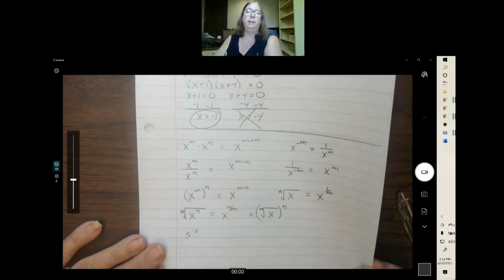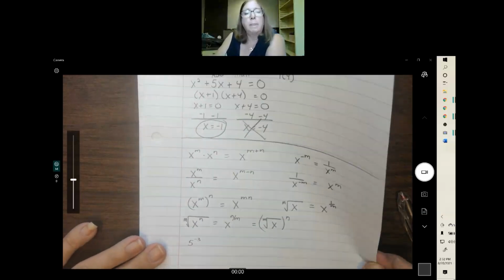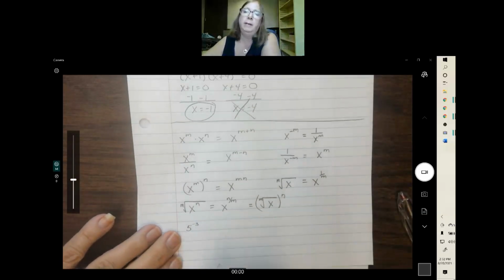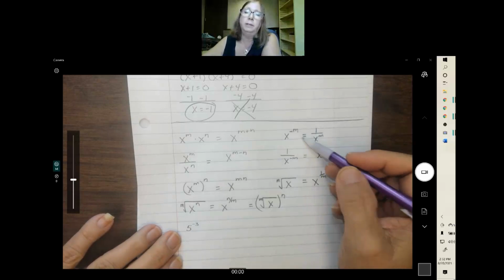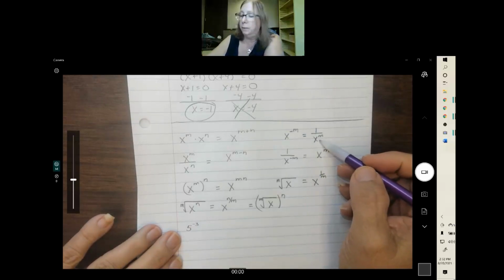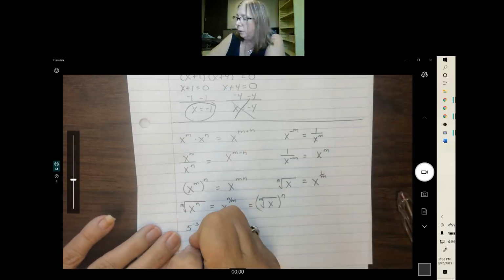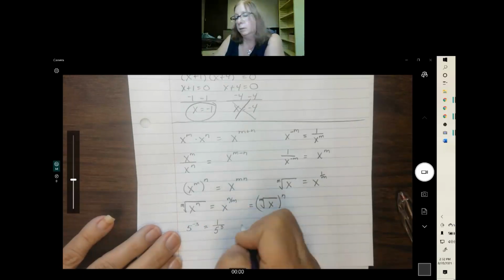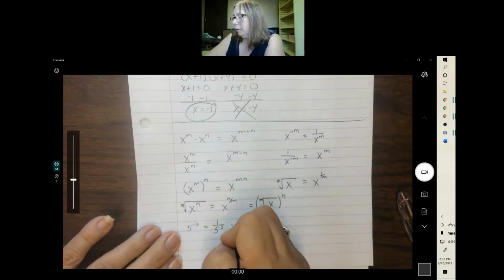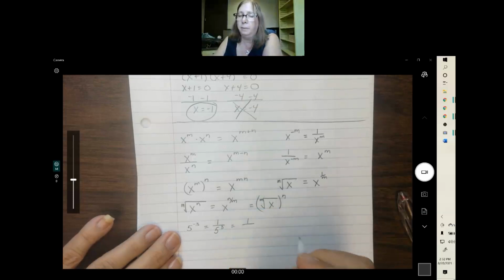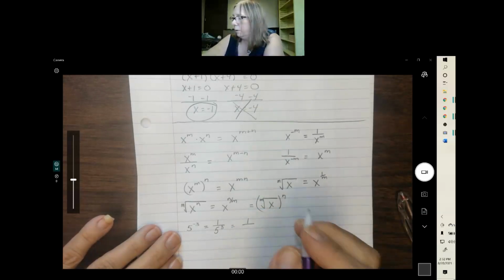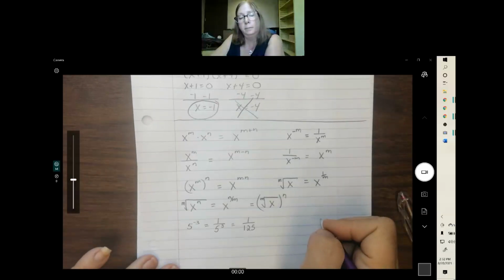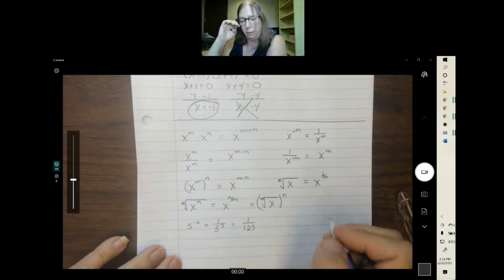Five to the negative 3. The first thing I recommend, make it positive first. We have a negative exponent. If we move it to the denominator, it makes it positive. So this is the same as 1 over 5 cubed. And then 5 cubed, 5 times 5 times 5 is 125. Any questions on that?